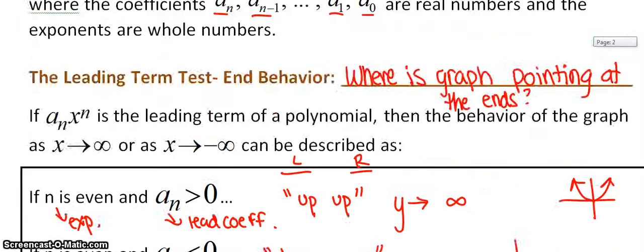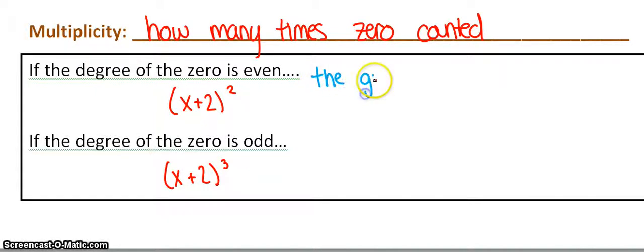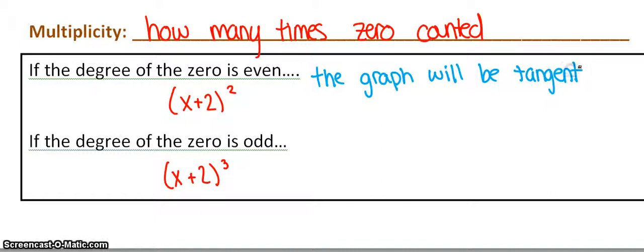And there are 2 general rules, which I'll show you in Desmos as well. So if the degree is even, so something like (x plus 2) squared, or if the degree is odd, so something like (x plus 2) cubed, they will look slightly different on the graph. If it's even, the graph will be tangent at that point. The graph will be tangent to -2, for example. And if it's odd, the graph will cross through at that point. And let's look at Desmos to kind of reinforce that.